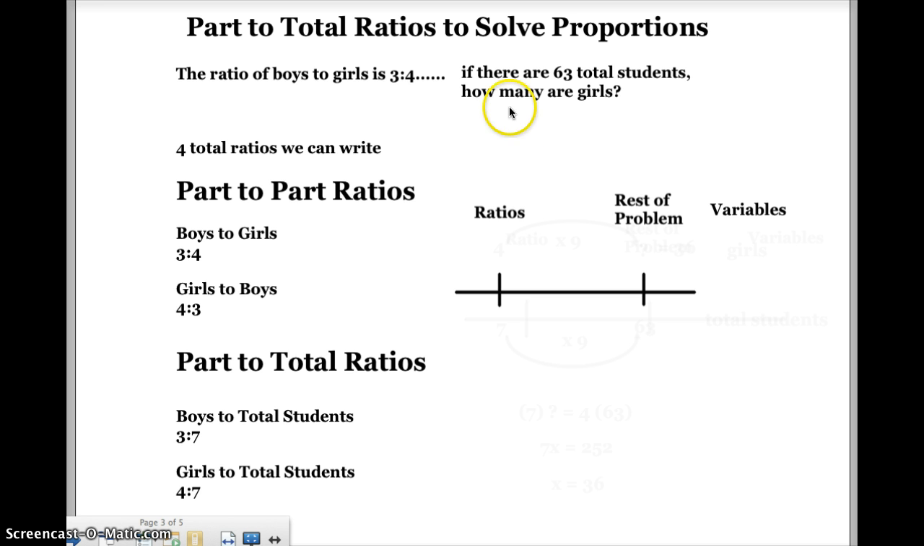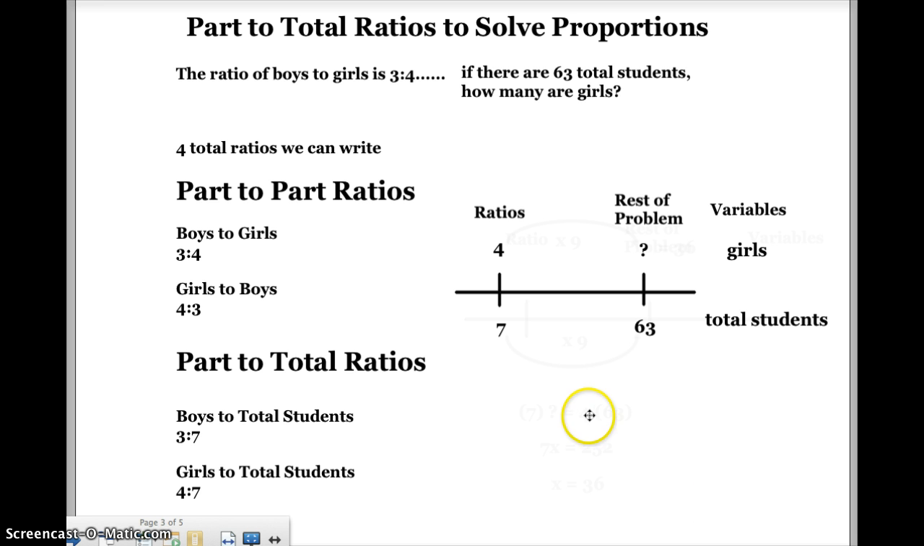Now I'm going to get my variables from this rest of the problem. My two variables in the rest of the problem are total students and girls. So I'll put girls down as one variable and total students down as my other variable. So then I'm going to come over here to my part-to-total ratio, and I want to look for girls to total students. The ratio of girls to total students is 4 to 7. So I'll put those two numbers in. And then from the rest of the problem, I know that there's 63 total students. And I want to be able to find how many of those are girls. So my question mark is going to be how many girls there are.